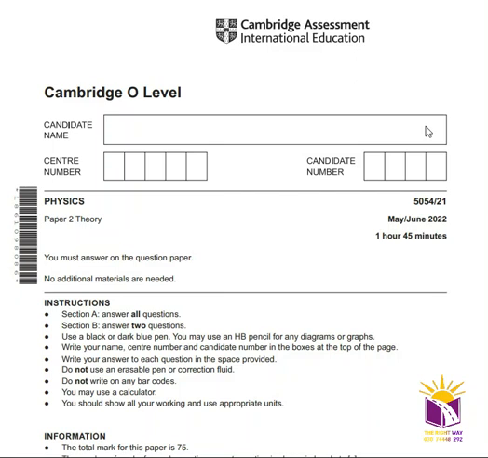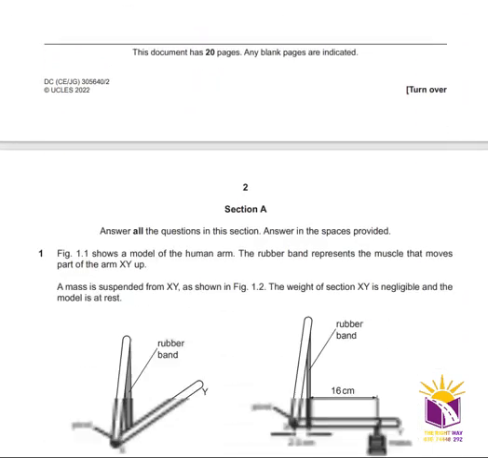Today we are going to solve Cambridge O Level paper, May June 2022, Paper 2 Variant 1. It is a theory paper.